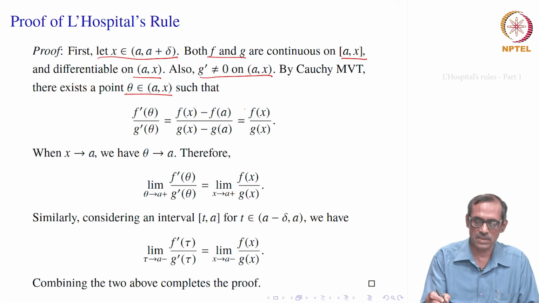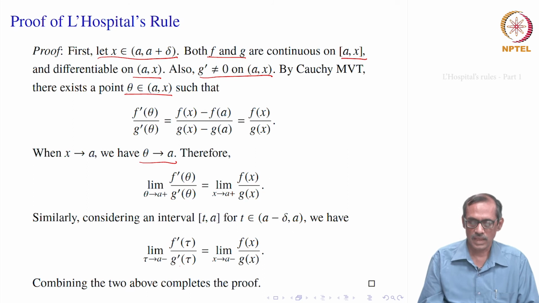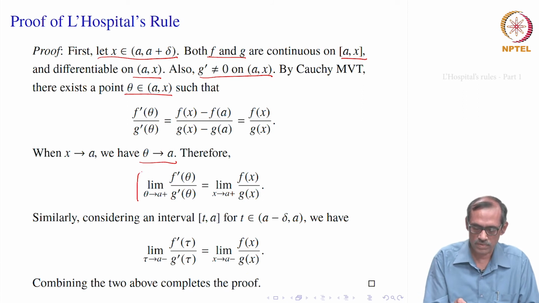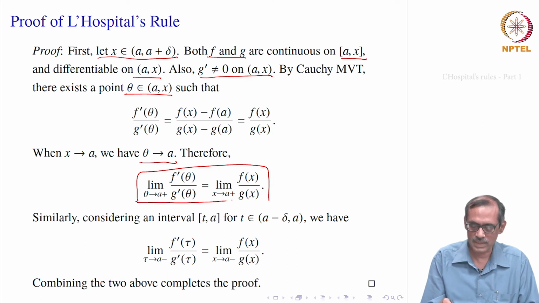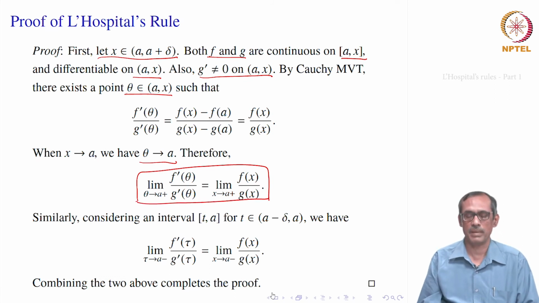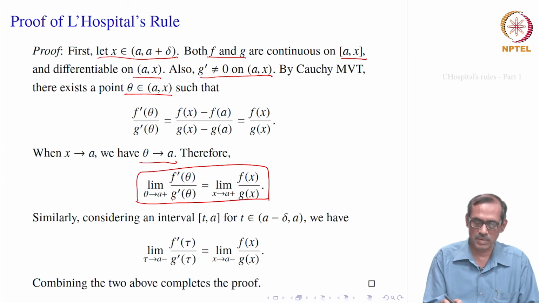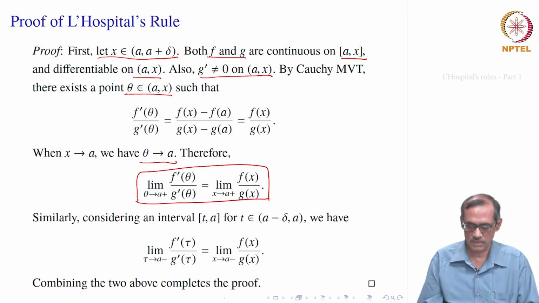Now, we are interested in the limit of f(x)/g(x). So, as x goes near a, it approaches a. Now, theta is in between x and a, so theta also approaches a. Therefore, the limit as theta goes to a+ of the left side equals the limit as x goes to a+ of the right side, f(x)/g(x). Okay. So, you see here that we have really proved the theorem, but only for the one-sided limit x goes to a+. So, the limit of f'(theta)/g'(theta) as theta goes to a+ is the same thing as the limit of f'(x)/g'(x) as x goes to a+.